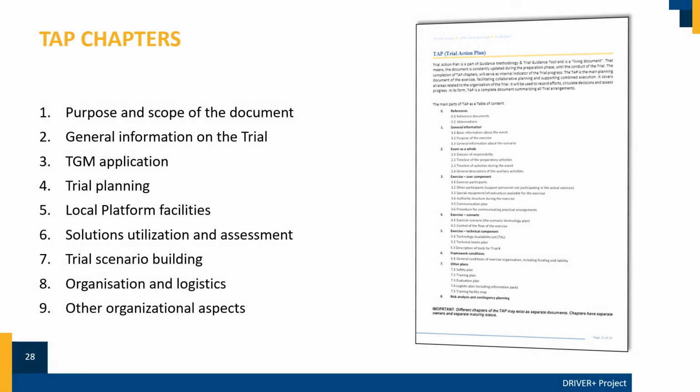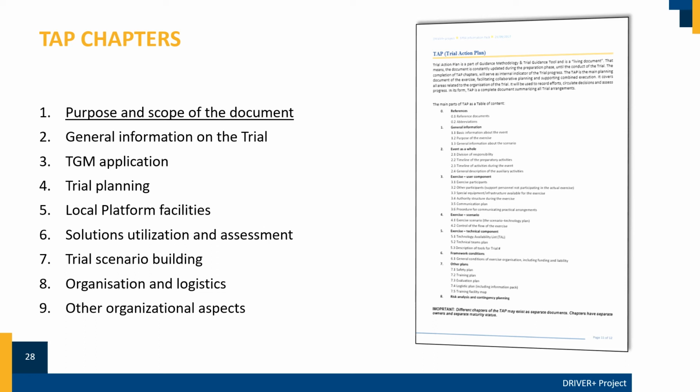The TAP consists of 9 chapters covering all areas related to trial organization issues. Let's take a closer look at this content. Purpose and scope of the document is the first chapter of the TAP. It contains 2 subsections: the TAP completion schedule and the TAP review and monitoring schedule.